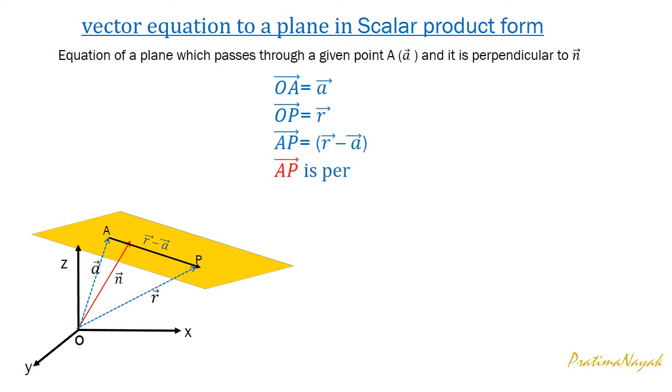AP vector is perpendicular to the normal vector. So AP vector dot n vector is equal to 0. Now replacing AP vector by R vector minus A vector, we get (R vector minus A vector) whole dot n vector is equal to 0. So this is the vector equation to a plane in scalar product form.